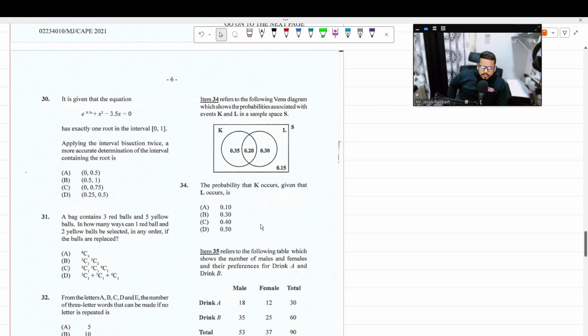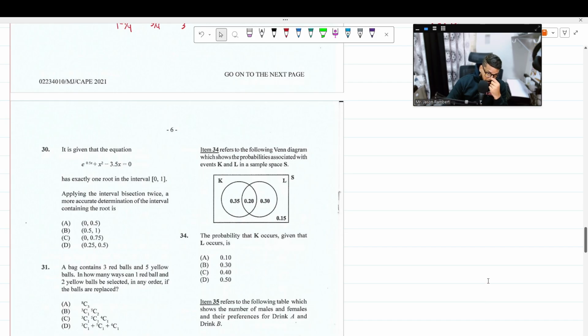It is given that this has exactly one root in the interval 0 to 1. By applying interval bisection twice, a more accurate determination of the interval containing the root is... Alright, so let me get what f of 0 is. F of 0, well, x goes to 0, you get e to the power 0, which is 1. So f of 0 is 1.